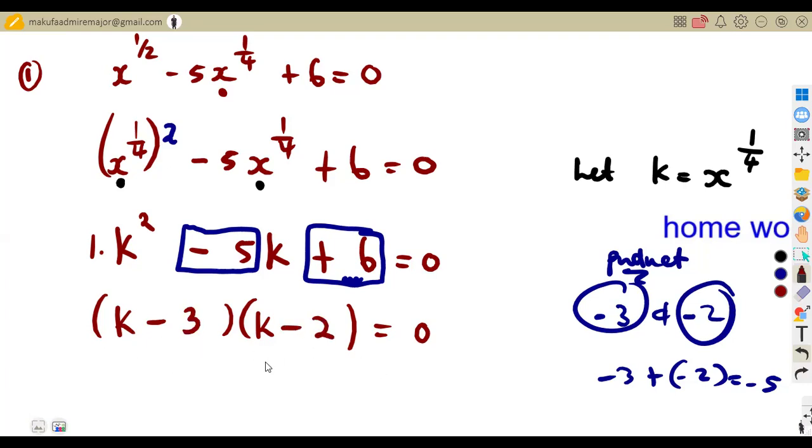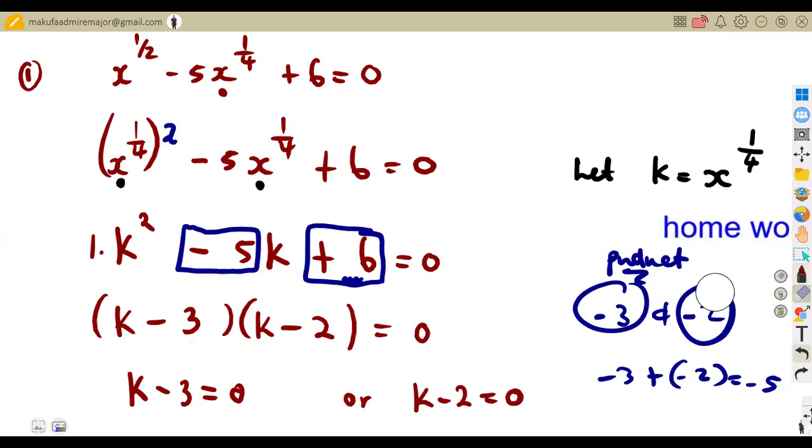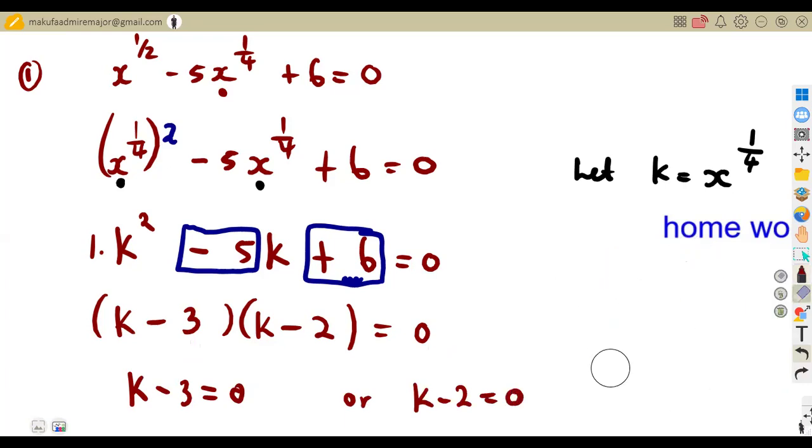From these, one of the brackets must be equal to 0. So it means K must be equal to what? Let's just write K minus 3 must be equal to 0, or the bracket of K minus 2 must be equal to 0. From there, we can solve for K.